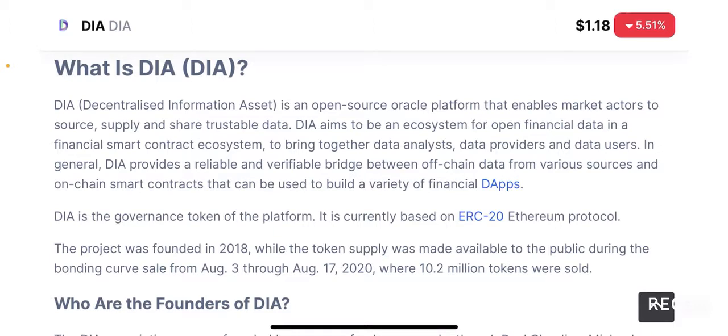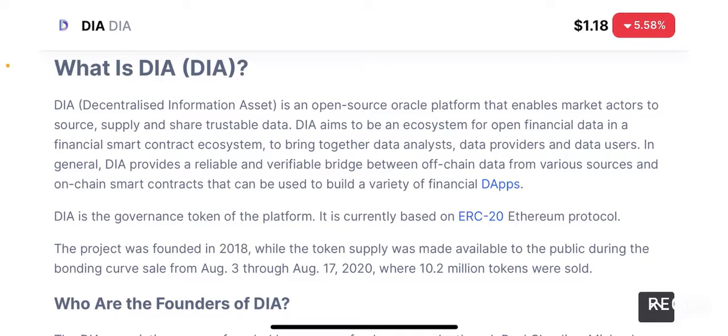DIA aims to be an ecosystem for open financial data in the financial smart contract ecosystem to bring together data analysts, data providers and data users. So they're trying to create an open financial data system or ecosystem that brings data analysts, data providers and data users all together in one place, right? In general, DIA provides a reliable and verifiable bridge between off-chain data and various sources and on-chain smart contracts that can be used to build a variety of financial dApps.